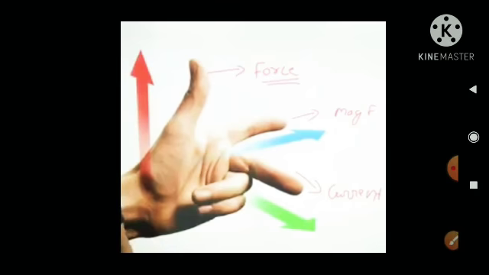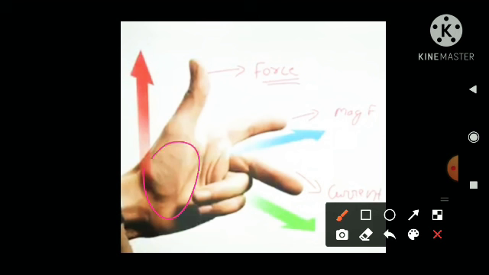Yes, Fleming's left hand rule looks like this. It is the hand of Fleming. The thumb represents the direction of force. Then the index finger represents the direction of magnetic field, and the middle finger represents the direction of current.